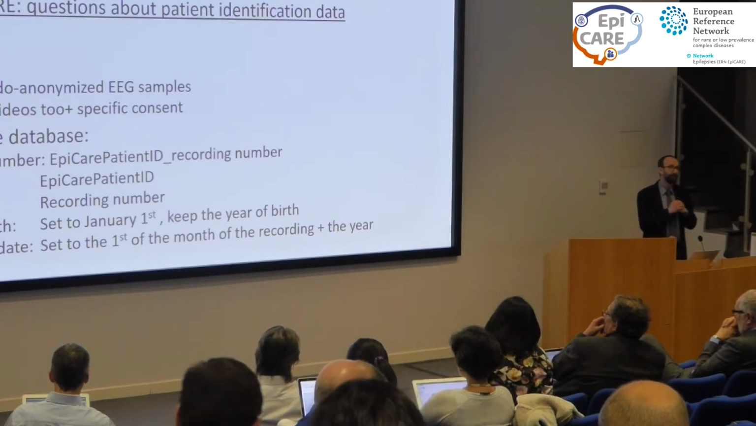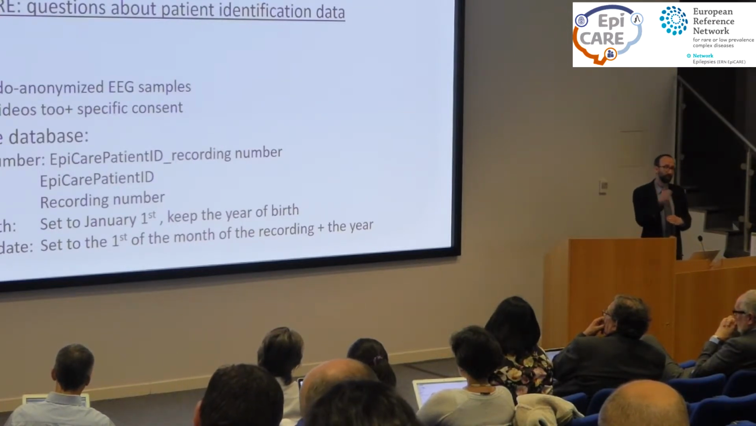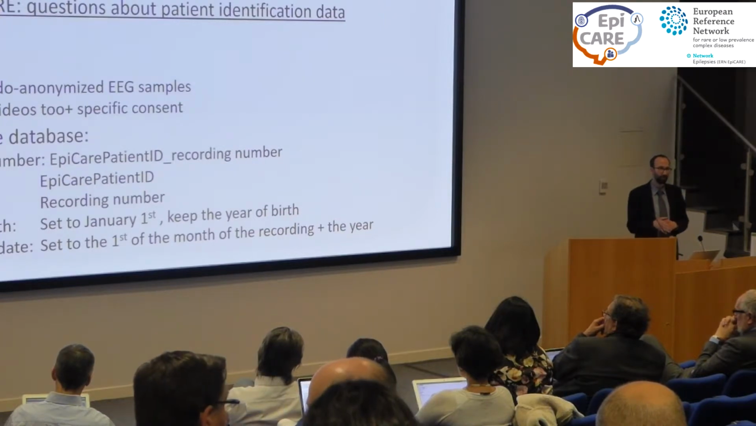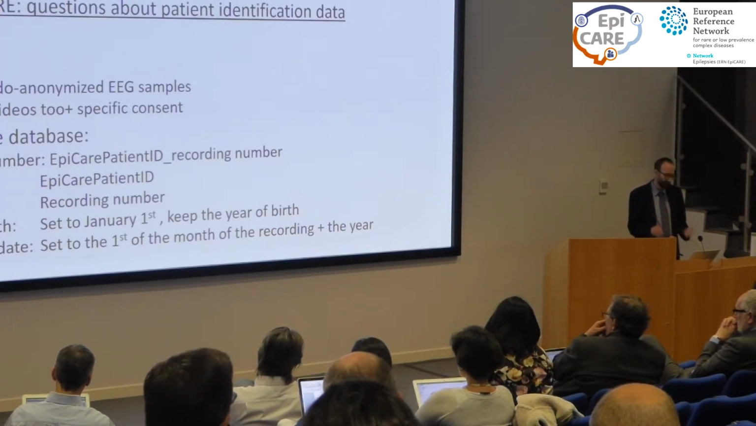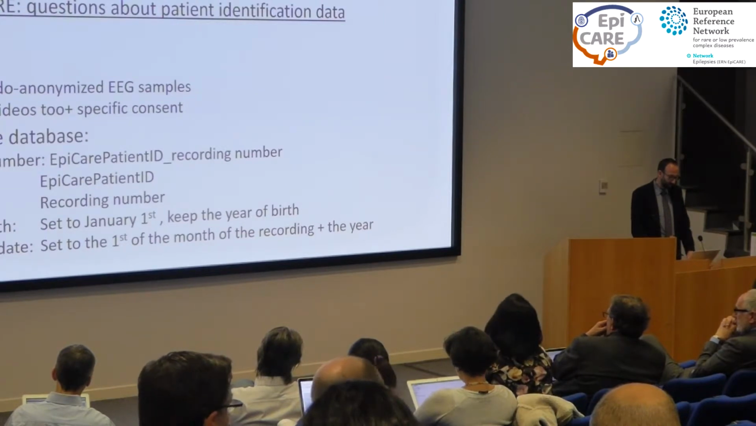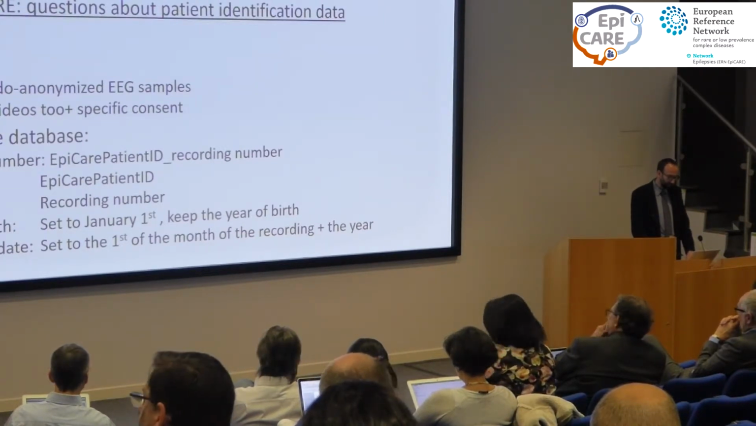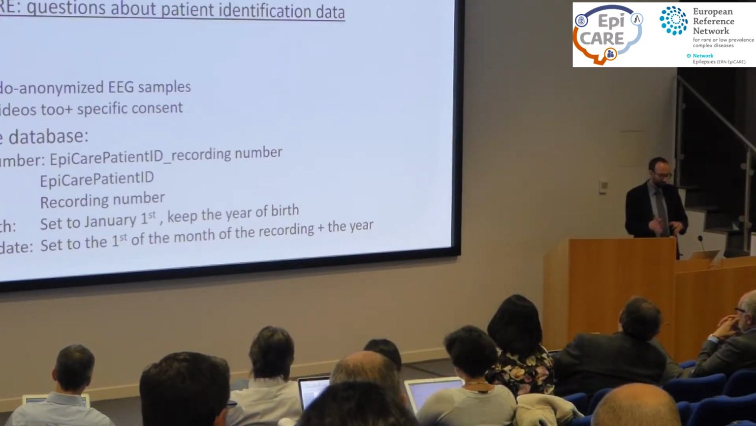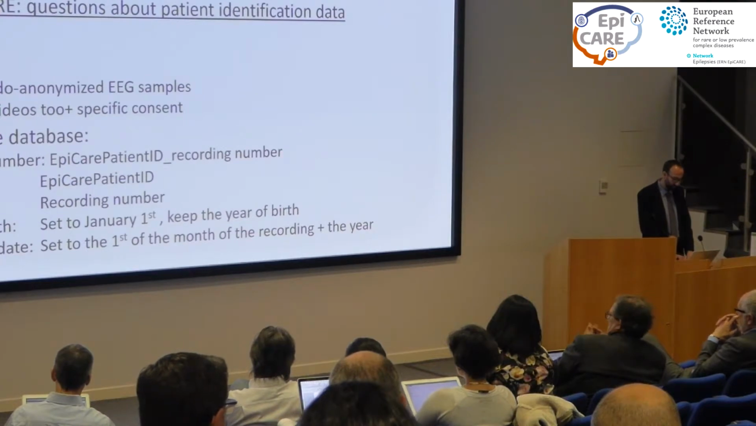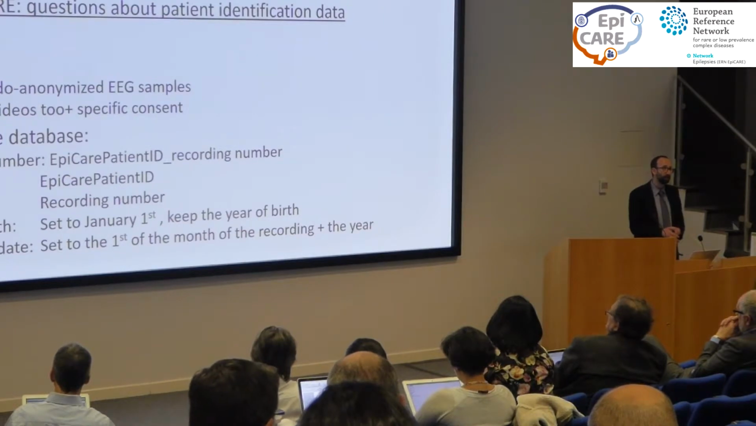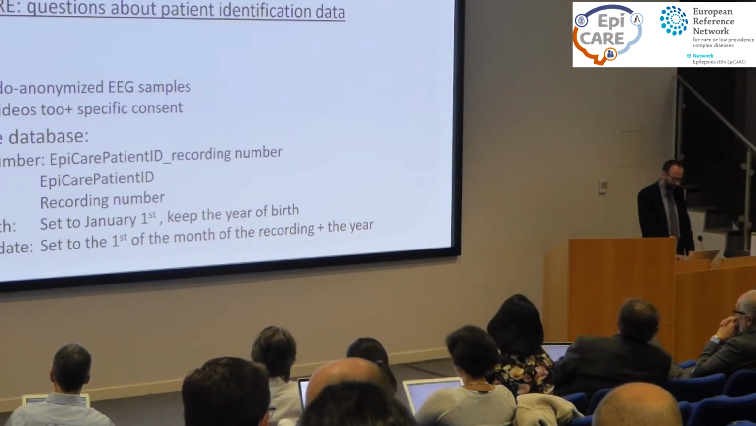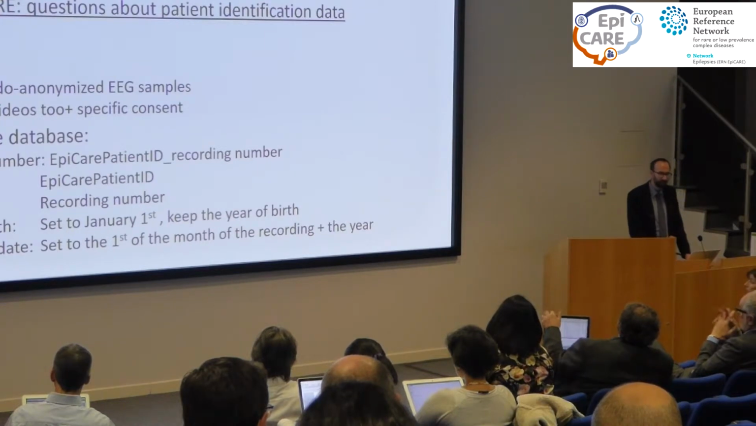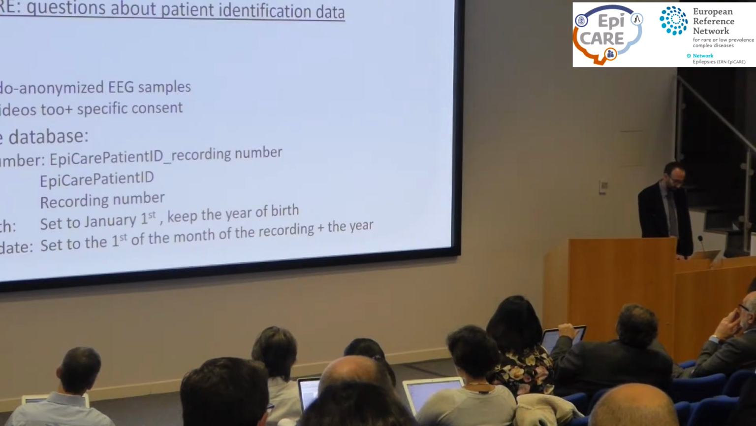And then concerning the date of birth, we would set it to the 1st of January of the actual year of birth. This is again a pseudo-anonymization, but we need this to calculate the age of the patient. And then the recording date will be set to the 1st of the month of the real recording year. But again, this is a protected, closed database, so only EpiCARE members will have access to this. But we will have to see in detail how we will make this compatible with the regulations that are soon coming.